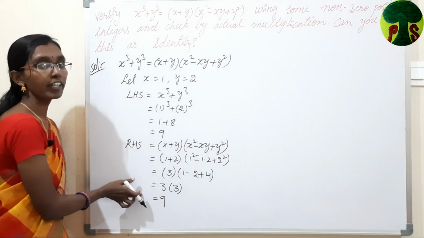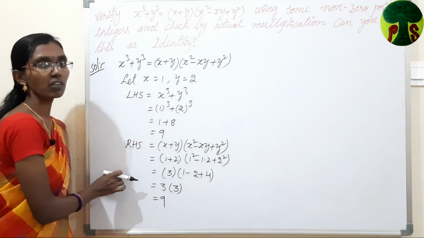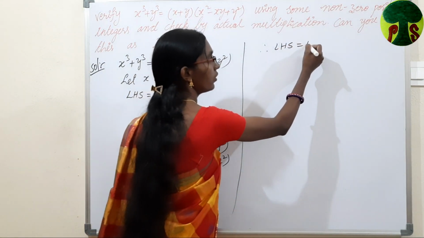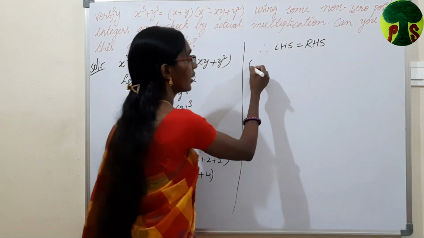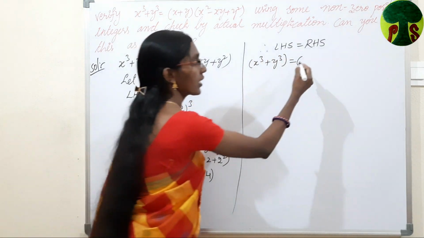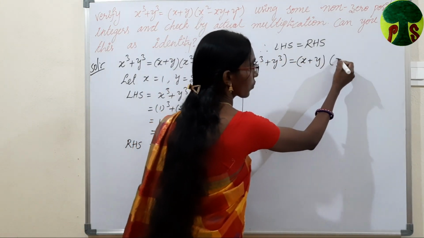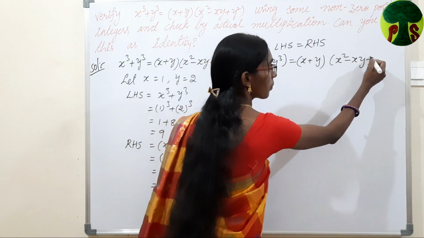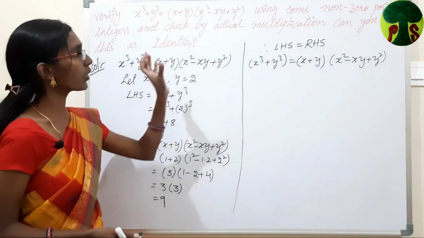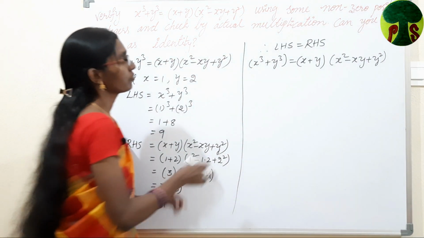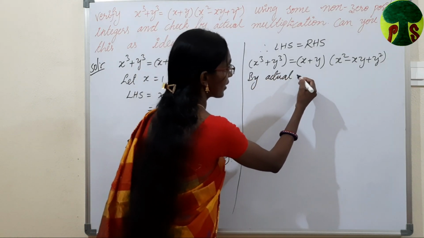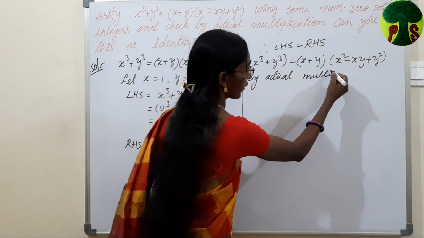From these two we can say that LHS is equal to RHS. Therefore LHS is equal to RHS, which means that x cube plus y cube is equal to (x plus y) into (x square minus xy plus y square). Now we have to check by actual multiplication whether LHS is equal to RHS or not.